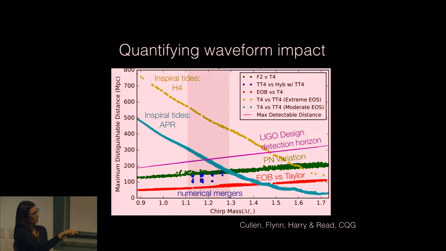And you can see for low radius stars, at least as plotted here, the particular post-Newtonian choice you make, the particular waveform model you have, is going to have a significant effect comparable to the size of the in-spiral tides themselves in the relevant range. And this is just the effect of putting a numerical merger on top of an in-spiral. So it's really the in-spiral itself where most of this information is coming from.